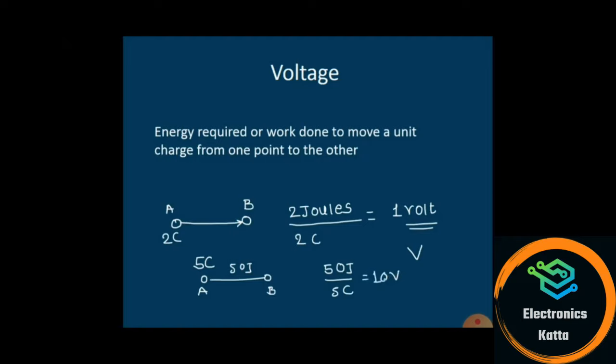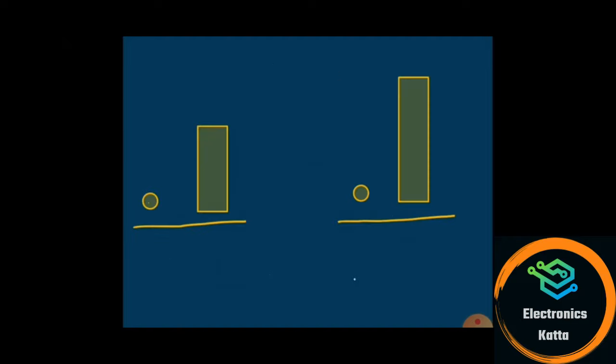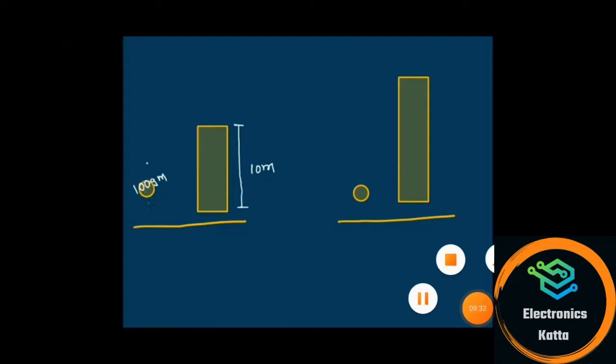To understand this concept, let's take one example. Let's say we have one ball on the ground and its weight is 100 gram. Now we want to throw this ball from the ground to the top of a building which has a height of 10 meter. For this task we require some energy. Let's say we require energy E1.